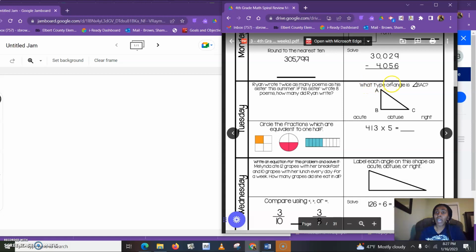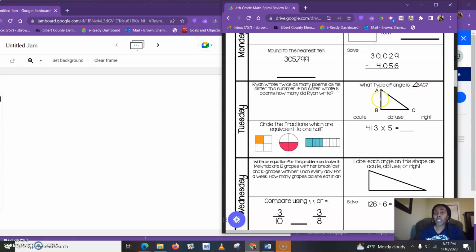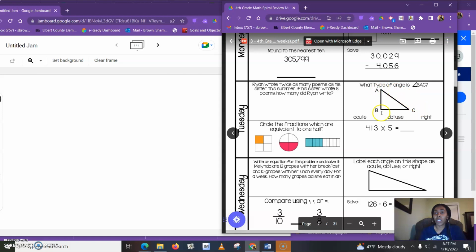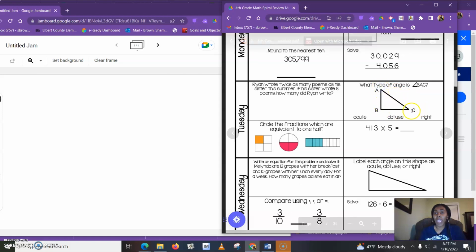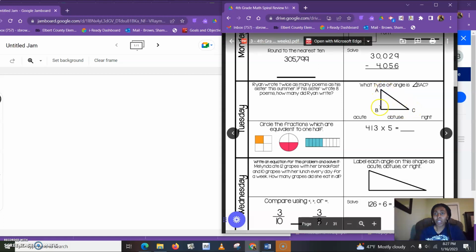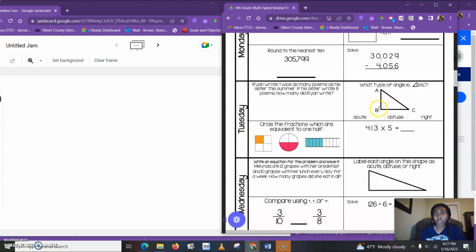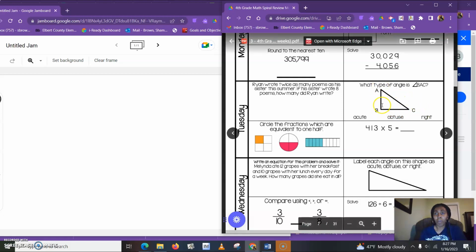The next one says, what type of angle is BAC? So BAC goes from here to here to here. So what type of angle is this part? This angle here, it goes up and down. So you can't count this part, just up and down. BAC. Is it acute, obtuse, or right? You will circle your choice.